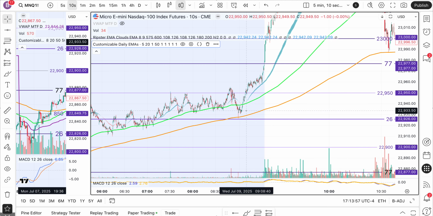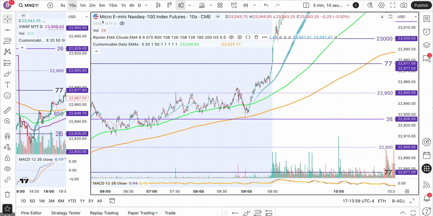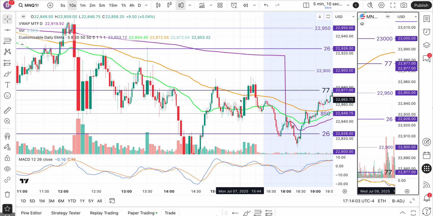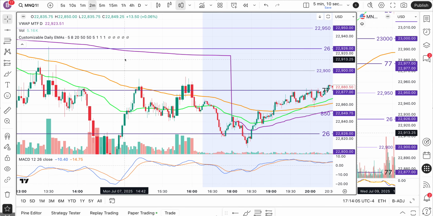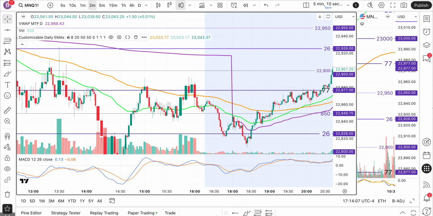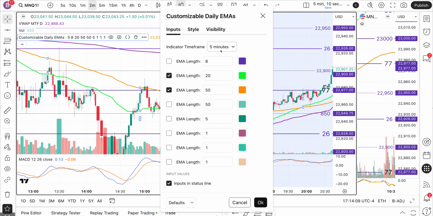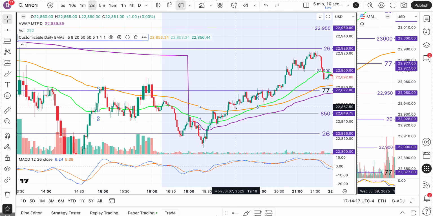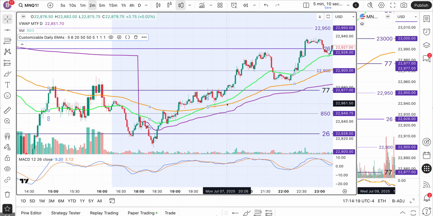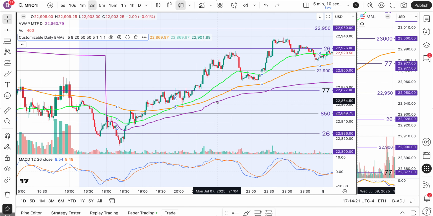So it doesn't matter what candles you have. And this particular chart is a 10-second chart. I also have exactly the same thing on a 2-minute chart over here. If you just go and look here, you'll see I've got exactly the same thing: a 5-minute 20 and 50, neon green and gold. So it doesn't matter the chart that I have. I can have the 5-minute 20 and 50 on any chart.